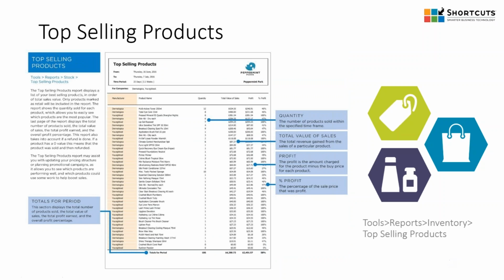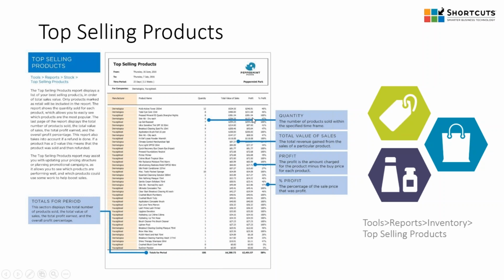Okay, now the next one, you guys, just like the top selling services report, is top selling products report. Okay, so it does the same thing for us. Okay, it gives us a total for the period. It shows us how many of each of those we sold. Okay, total value of sales, the profit, as well as the percentage of profit.